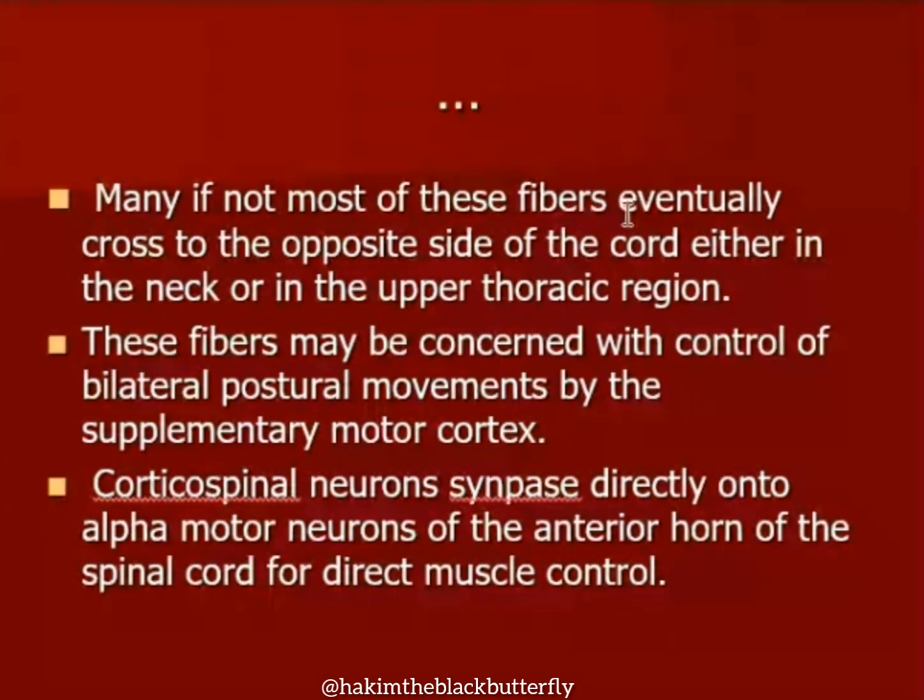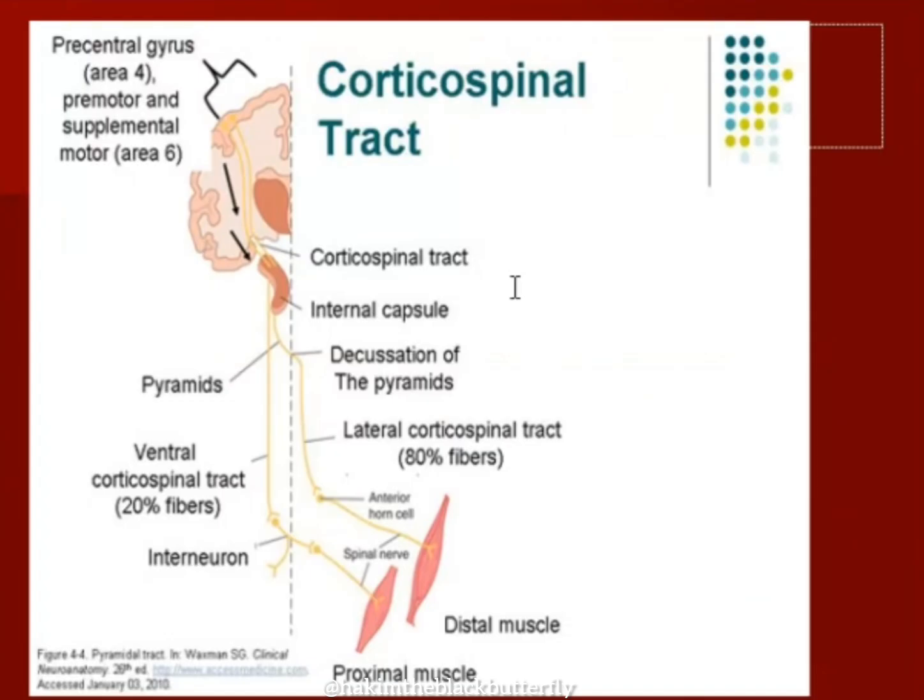And that crossing is either in the neck portion or the upper thoracic portion of the spinal cord. So what does that mean? It means that the anterior corticospinal tract transmits impulses to upper muscles, muscles of the neck and then the upper thorax. Whereas the lateral, which decussates, transmits impulses to distal muscles, muscles of the lower thorax and downwards, the lower limb.